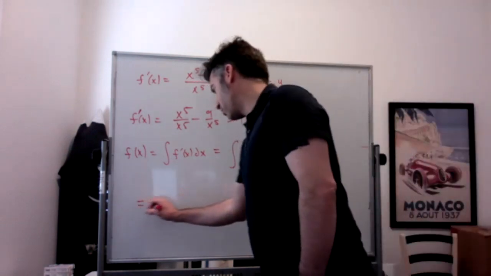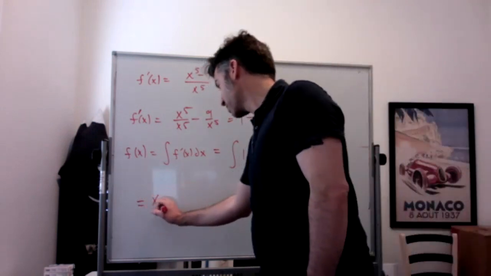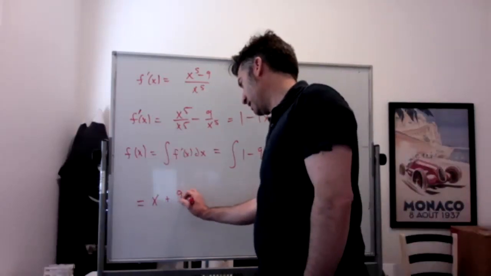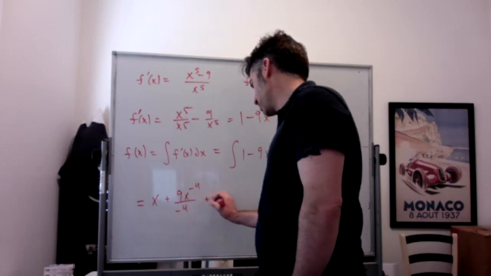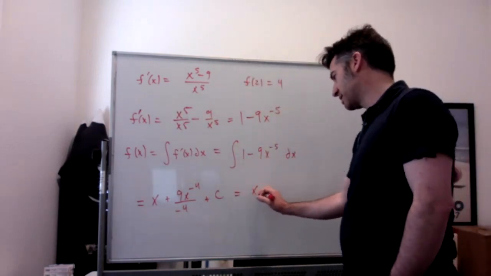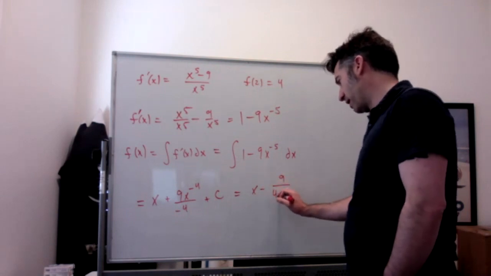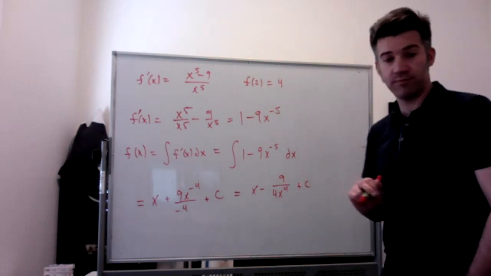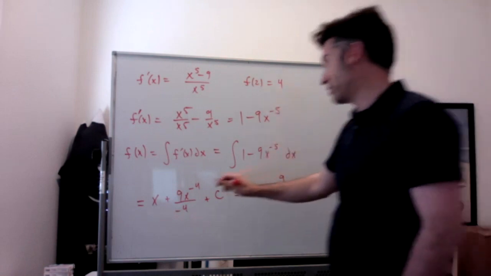So then we'll antidifferentiate. The antiderivative of 1 is just x. The antiderivative of 9x to the negative fifth is going to be 9x to the negative fourth divided by negative 4. And I would rewrite this as x minus 9 over 4x to the fourth plus c.